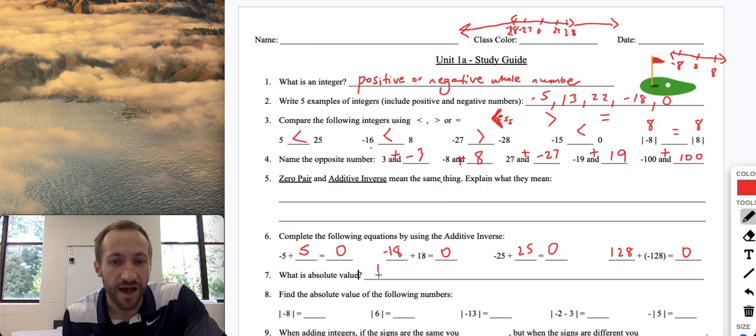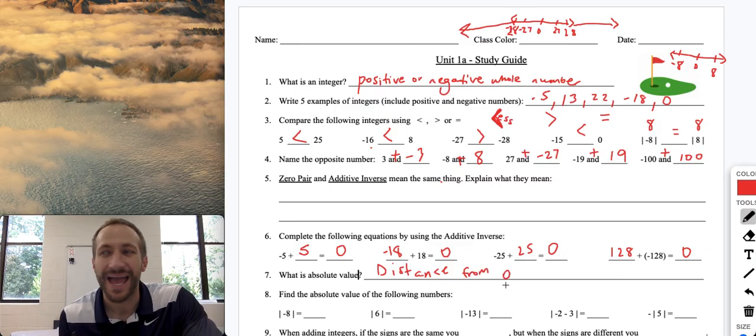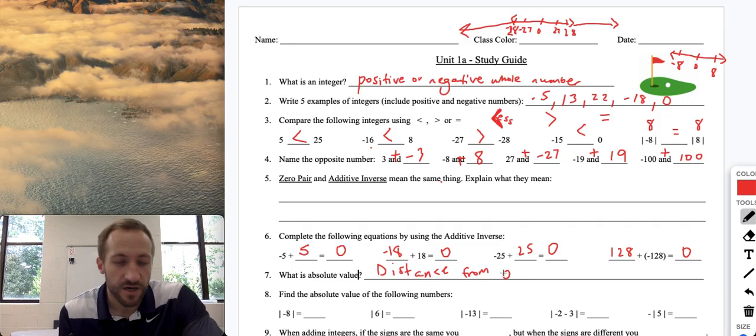What is absolute value? Absolute value is the distance from 0. So always think about it on a number line. How far is that number away from 0? How many spaces away are you? Whether you're on the negative or positive side, it's always the same positive distance.